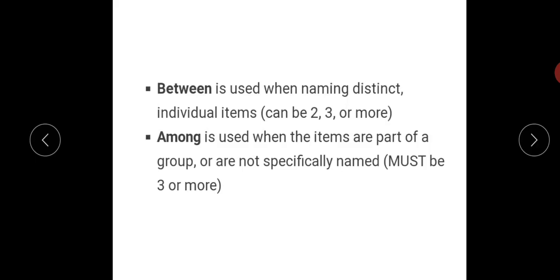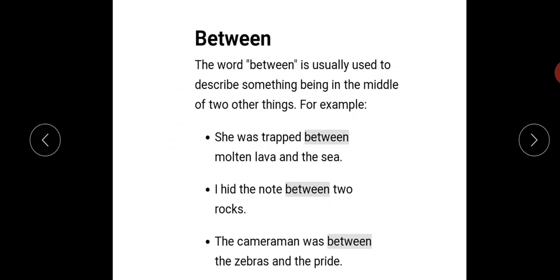Okay? You can see this. Between is used when naming distinct individual items. It can be 2, 3 or more, right? As I said. And among is used when the items are part of a group or are not specifically named. It must be 3 or more. Okay?